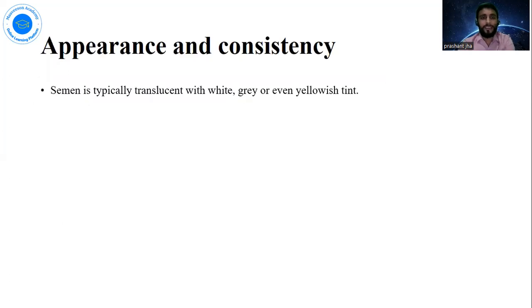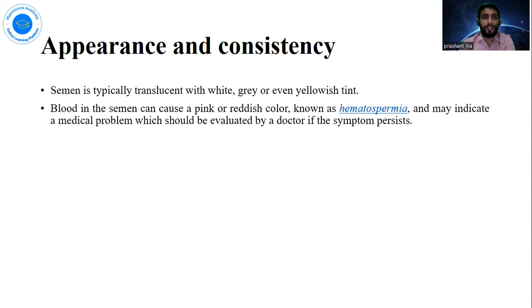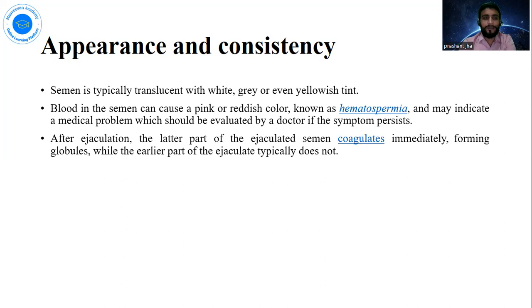Semen is typically translucent with a white, gray, or even yellowish tint. Blood in the semen can cause a pink or reddish color. It is known as hematospermia and may indicate a medical problem which should be evaluated by a doctor if the symptoms persist.